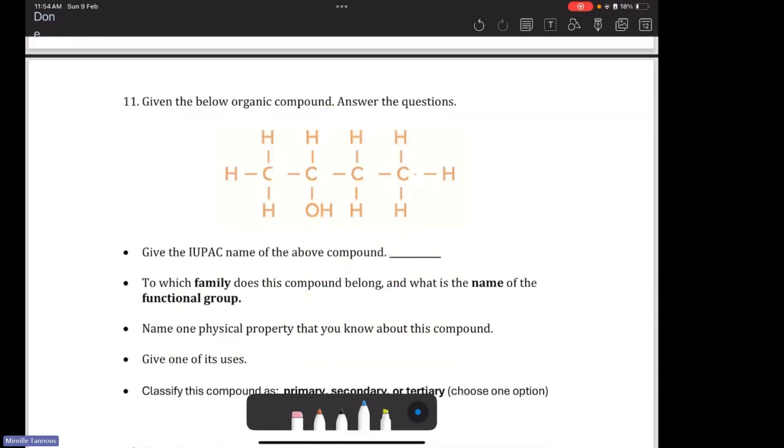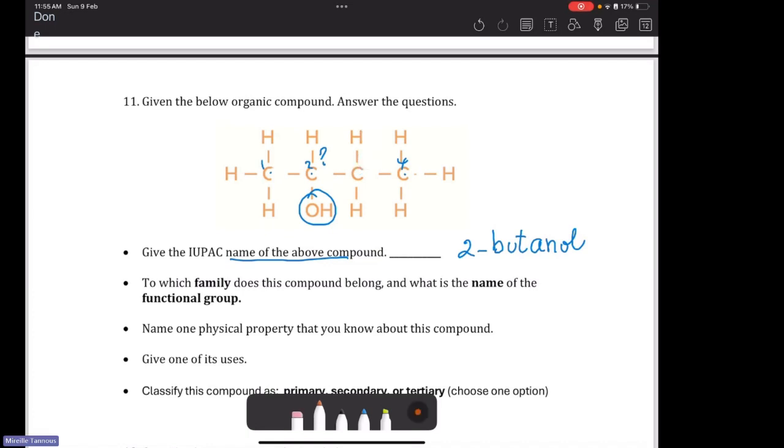Given the organic compound, give the IUPAC name. Again, this is an alcohol. Again, this has to end with anol. How many carbons? 4. So butanol. Where exactly is the all? I count, it's on the second. If there's a branch somewhere, for example, I would say 3-methyl-2-butanol.